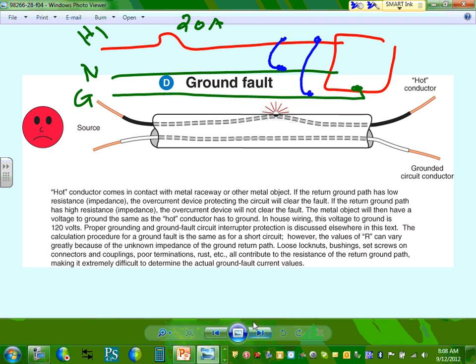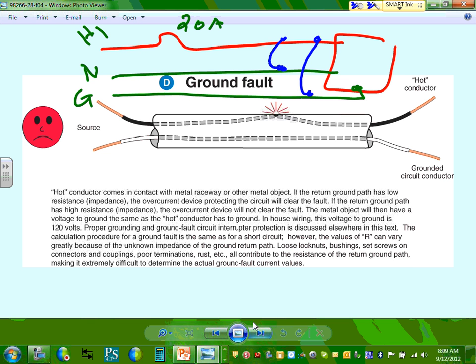And the reason why it's lower is the impedance when you go through the pipe. If I take a hot and tie it to the pipe here, the impedance of the pipe is very high versus the impedance of a copper wire. Can you guys see the difference? Why is the ground fault lower? Because when the current goes back, it's going to go in the pipe. In the EMT pipe, the impedance is higher, which makes the current lower. But if it goes phase to phase or hot to hot, the impedance of the copper wire is smaller, so the current goes up.